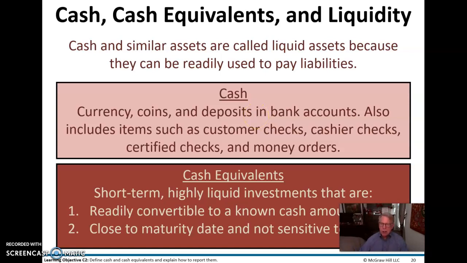And then we have cash equivalents, and those are short term, highly liquid investments. Normally, if I happen to have some extra cash at the end of the month, I'll invest it, usually for a month, although the definition of cash equivalents in the book is 3 months. Within those 3 months, we can convert that to cash relatively quickly, and it's so close to the maturity date, it's not really sensitive to interest rate changes and those kinds of things.